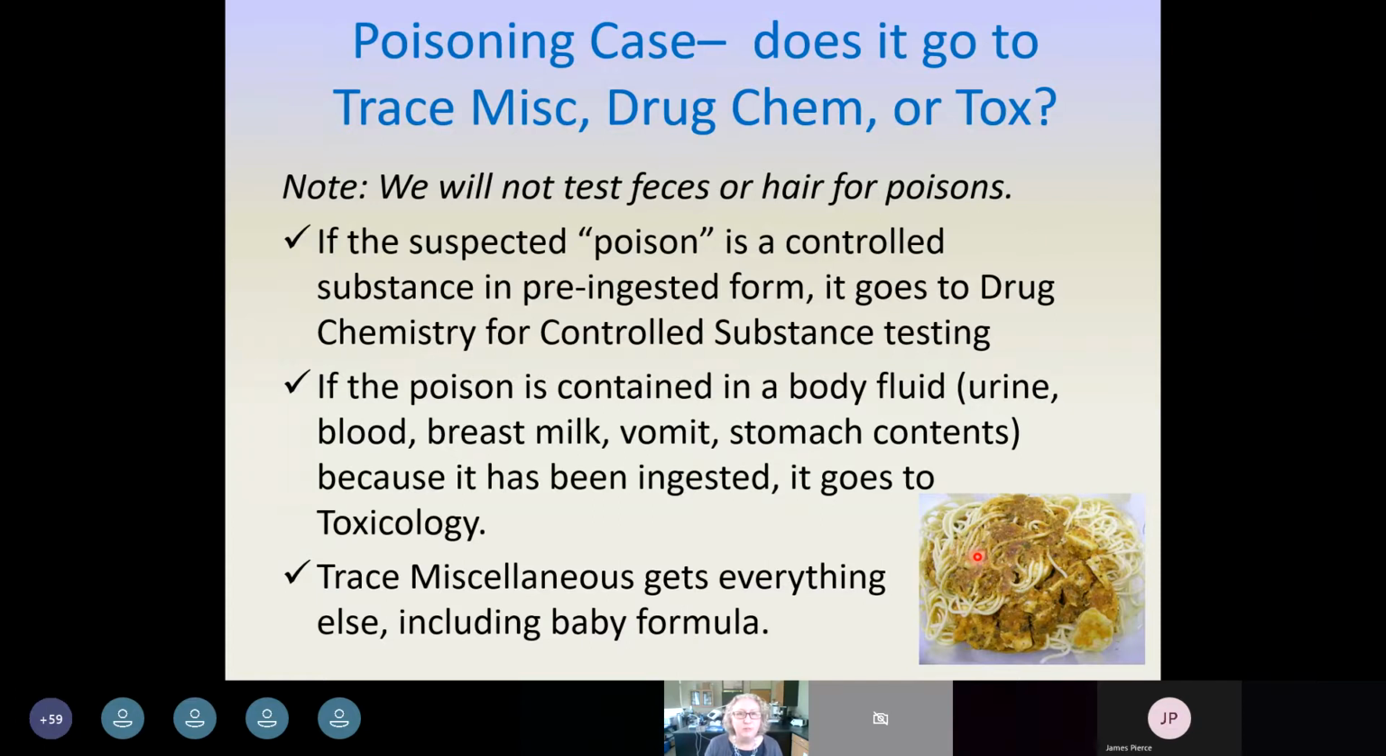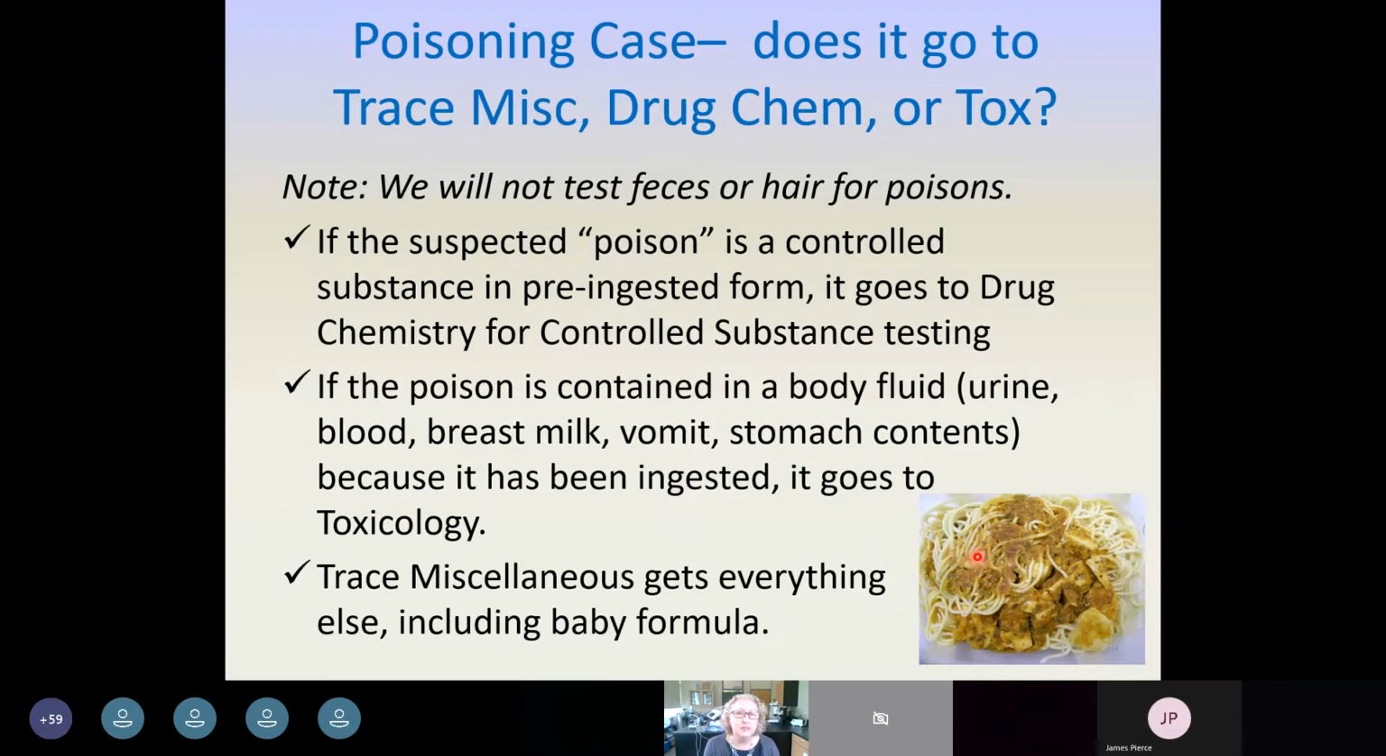On the other hand, if the poison has been ingested and it's now contained in some sample, which is a body fluid, and that could be urine, blood, breast milk, vomit, or stomach contents, lucky them, that goes to toxicology. The reason it goes to toxicology is that their techniques and instruments are best suited for detecting the low levels of these compounds that you would find in body fluids, because by that time it's been potentially metabolized and changed into other compounds, and their techniques are extremely sensitive because they always work with body fluids.